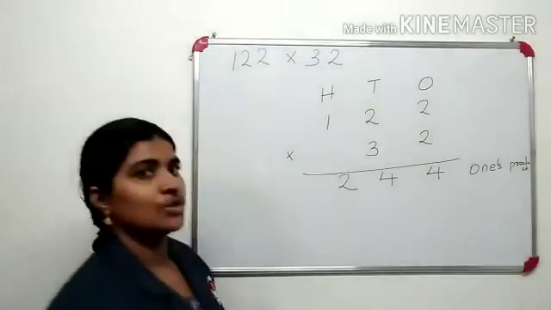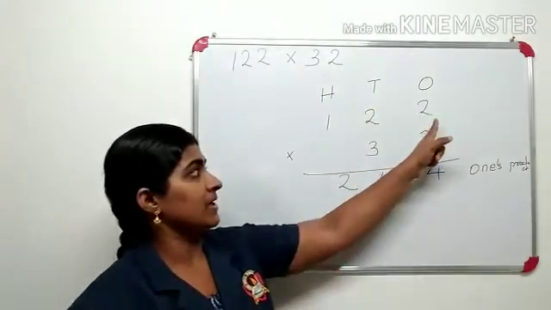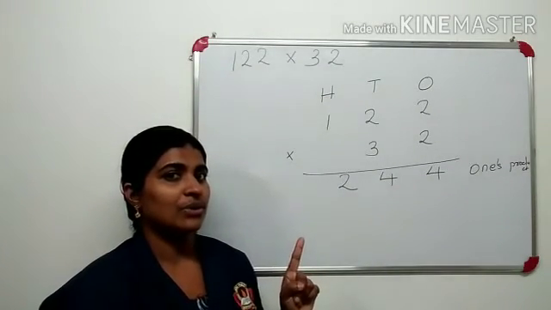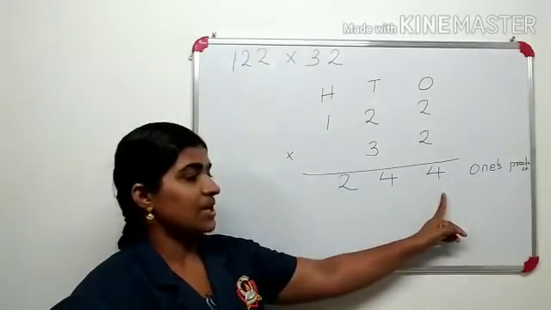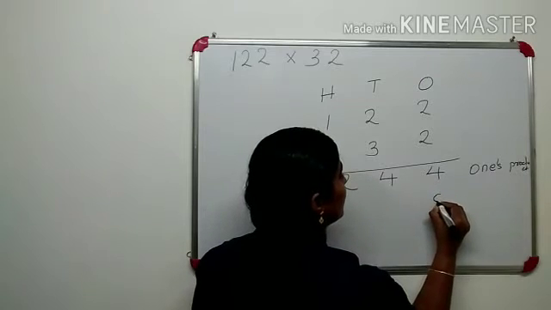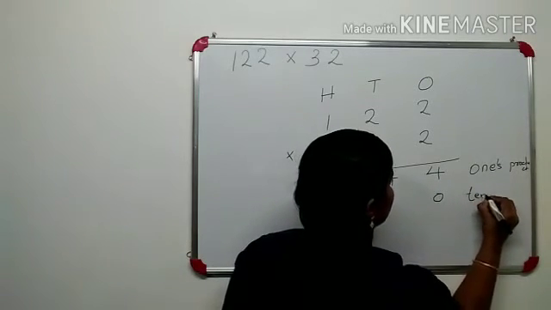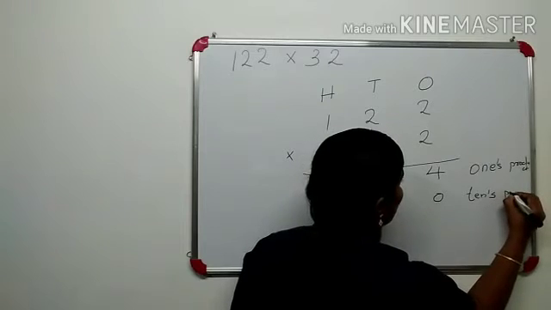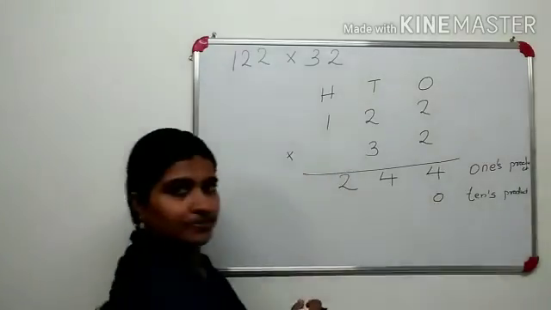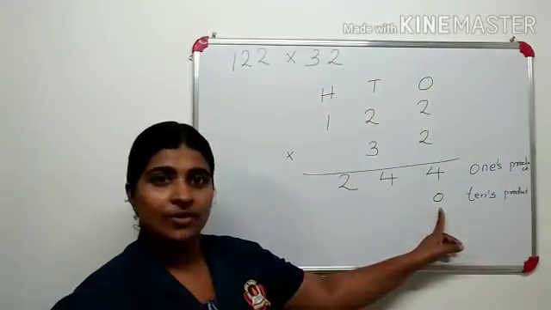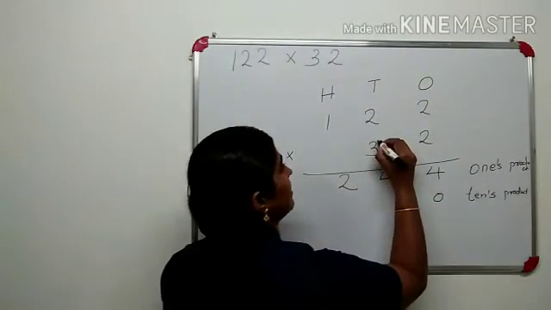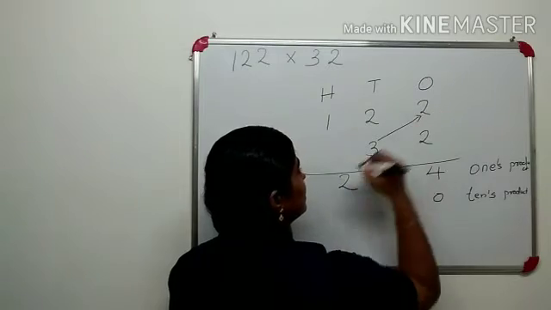Now we are going to multiply our multiplicand by the tens digit. Before that, you must remember that the ones place must be 0 in the tens product. So we are putting 0 in ones place. Then we are starting our multiplication. First we multiply our tens digit with the ones digit.